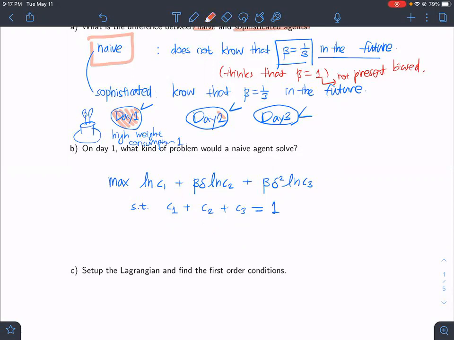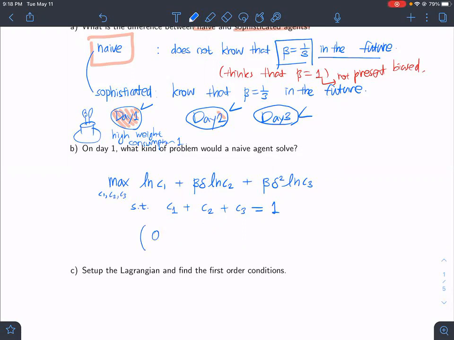So here, I'm just solving this by controlling C1, C2, and C3. I'm controlling the portions of cake that I will eat on day 1, day 2, and day 3.